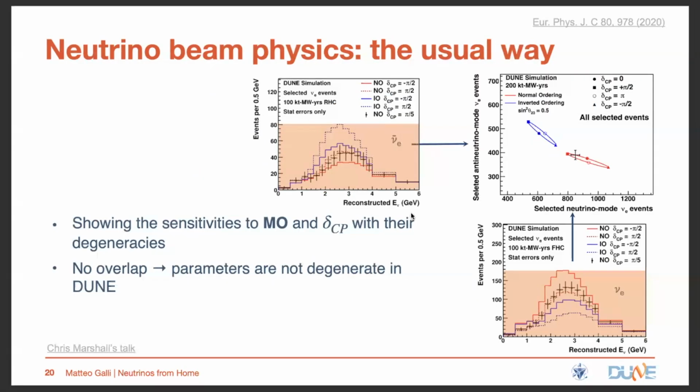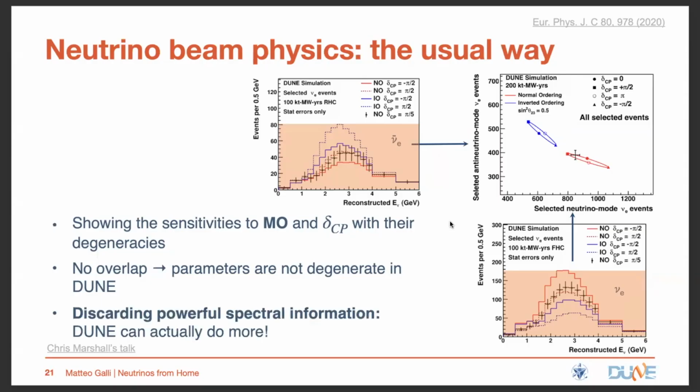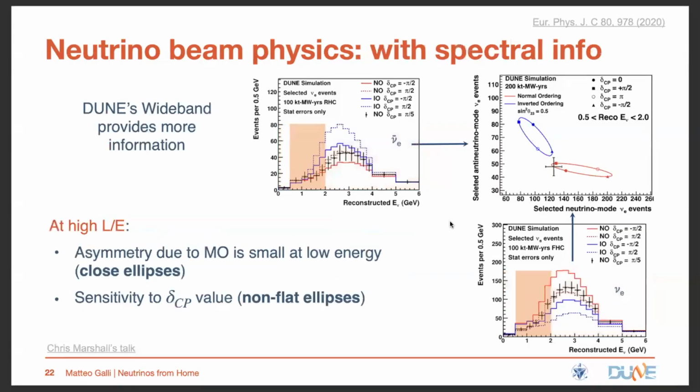Here we can see how spectral information can be used to show sensitivity to mass ordering and delta CP. As can be seen, there is no degeneracy in the parameters, the ellipses are well separated, and the delta CP values do not overlap. But if we consider the information provided by the shape of the spectrum, we could do even more. For example, at low energy, we obtain greater sensitivity to delta CP values with non-flat ellipses.